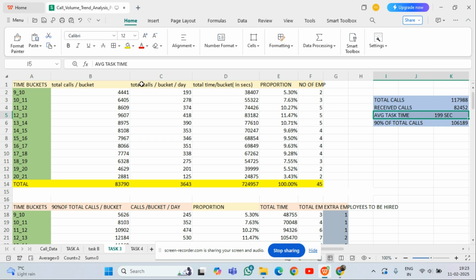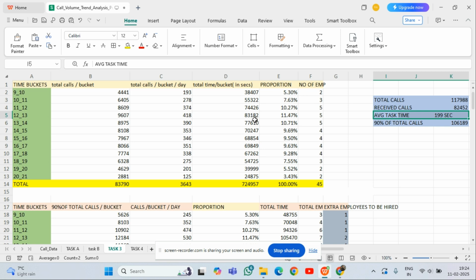So similarly for the 10 to 11 time bucket, we will calculate the time in seconds, and these are all the seconds that you can do first. And then this is the most important one. What we have to calculate is the proportion of calls in each and every time bucket.